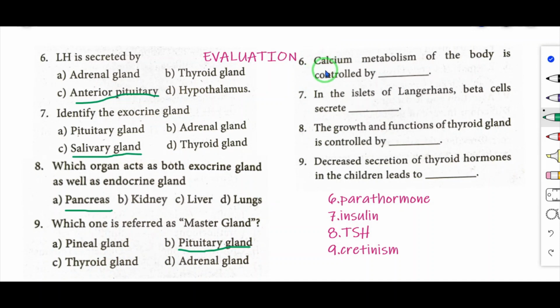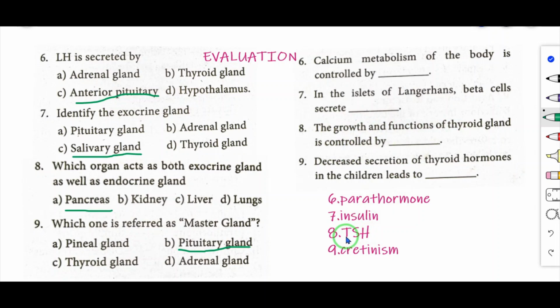Now Roman number 2, that is fill in the blanks. Question number 6, calcium metabolism of the body is controlled by dash. Answer, parathormone. Number 7, in the islets of Langerhans, beta cells secrete dash. Beta cells secrete insulin.